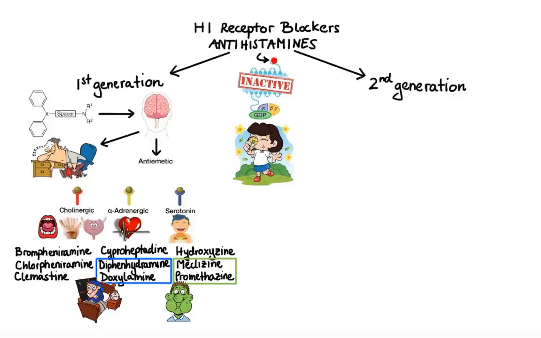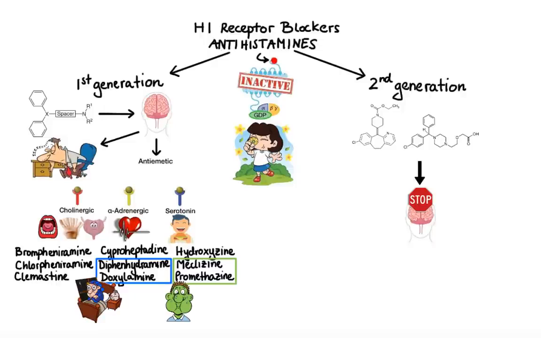Now let's move on to the second generation H1 antihistamines. Unlike the first generation, second generation agents have bulkier and less lipophilic structure. Therefore, they do not cross the blood-brain barrier as readily. Furthermore, they are much more selective for the peripheral H1 receptors involved in allergies as opposed to the H1 receptors in the central nervous system. As a result, second-generation drugs provide the same allergy symptom relief but with fewer side effects such as sedation.